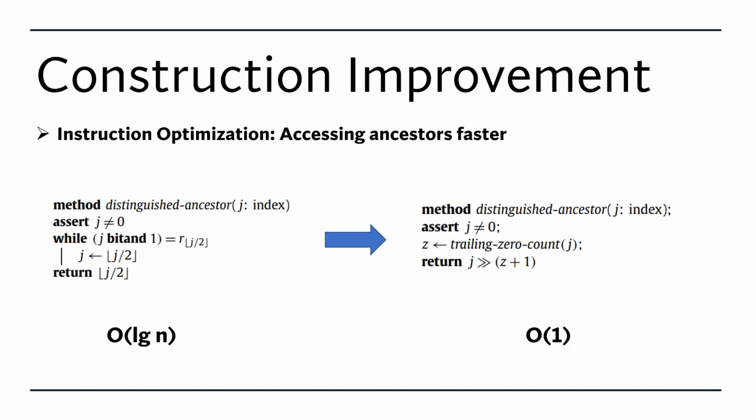One of the construction improvement ways is the instruction optimization, in which we can access the distinguished ancestor faster. In the standard weak heap, the time complexity of finding the distinguished ancestor is O(log n). But if we remove the while loop and replace it with a couple of instructions that are executed in constant time, we will access the distinguished ancestor in O(1) time.